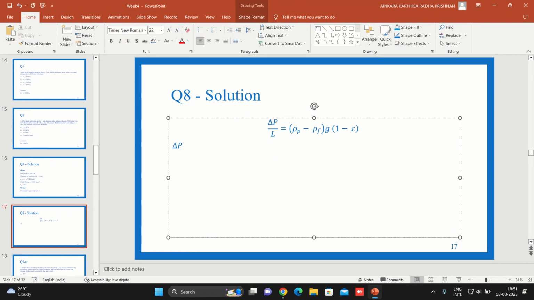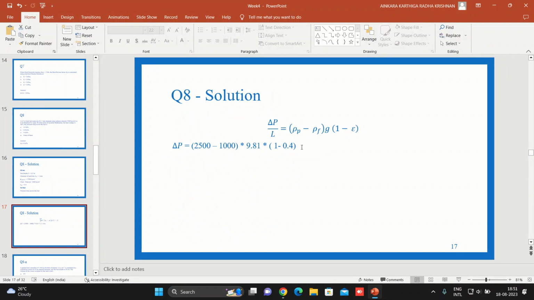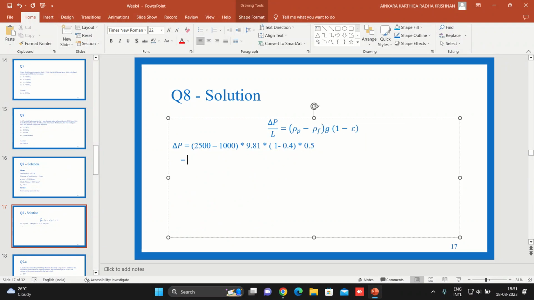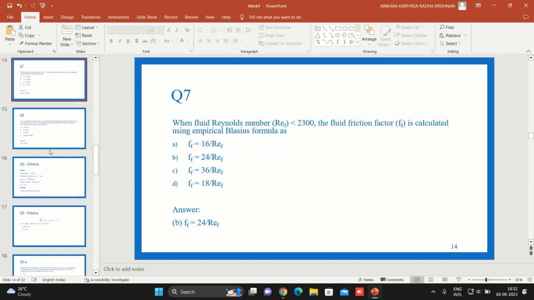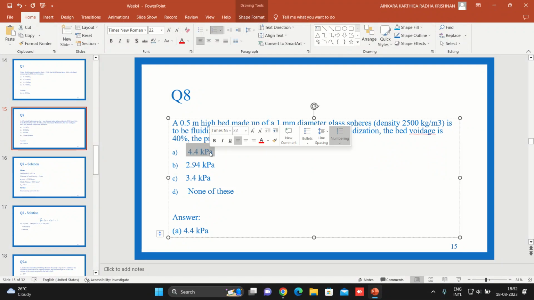So delta P is equal to, we know the density of the particles is 2500 and the density of water is 1000, into 9.81 into (1 minus 0.4), and what was the length of the bed? It is 0.5, into 0.5. So we'll calculate: 1500 into 9.81 into 0.6 into 0.5. We are getting 4414.5 Pascal. And in the given question it was in kilopascal, so it is 4.4 kilopascal. So the answer is option A, 4.4 kilopascal is the right answer.